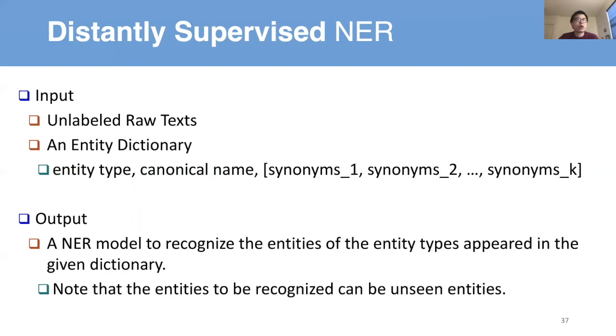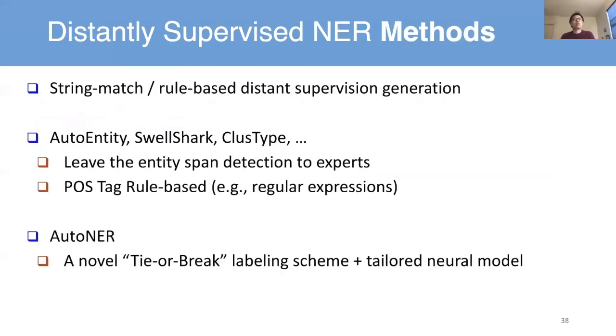Eventually, we want to train an NER model that can recognize entities of the entity types appearing in this dictionary. Note that we want to recognize entities that go beyond the dictionary itself. There are some existing methods on this distantly supervised NER. The most straightforward idea will be to just do some string match or rule-based things to recognize entities. But in this way, you can never recognize those unknown entities.